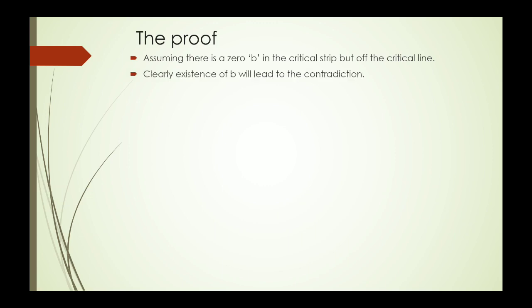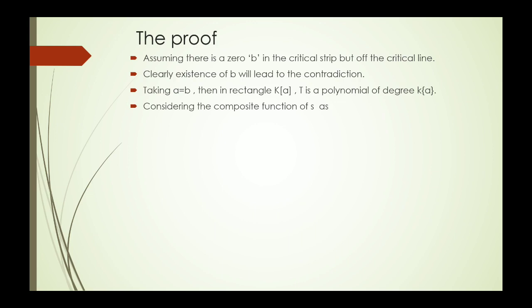Now we will come to the overview of the proof. Now over here comes the actual proof that was provided by Sir Michael Atiyah. Over here, the first one states that we have assumed that there exists a b, which is a zero of the zeta function, which lies in this critical strip but is off the critical line. So clearly the existence of b will lead to a particular contradiction. And then in the next step, he has taken that a equals b, and then in the rectangle Ka, it is clear that T is a polynomial of Ka.